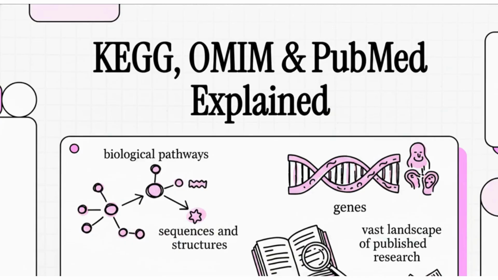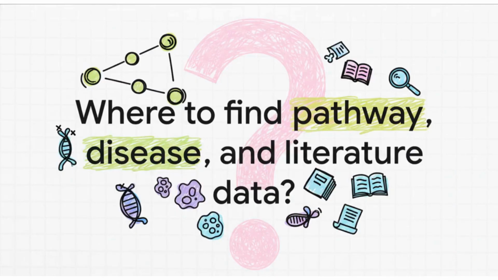You probably know all about the core databases like NCBI and UniProt for sequences and structures, but let's be real. To see the bigger picture, you've got to connect that raw data to biological pathways, to disease genetics, and to all the latest research out there. So, the big question is, where do you actually find all this crucial information? Well, in today's explainer, we are breaking down 3 absolutely essential databases that every single bioinformatician needs to have in their toolkit: KEGG, OMIM, and PubMed.